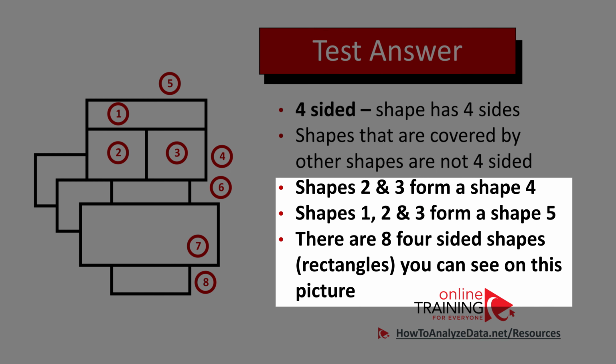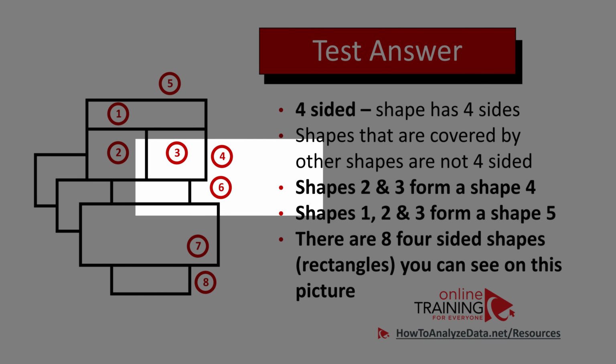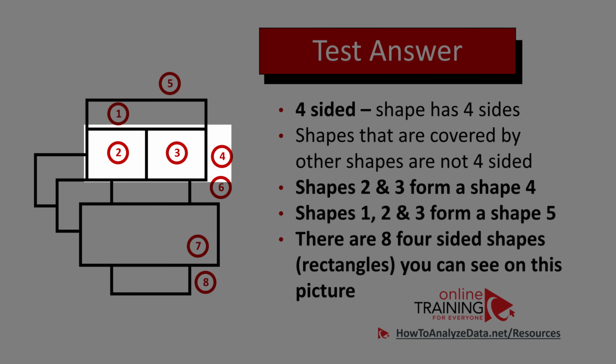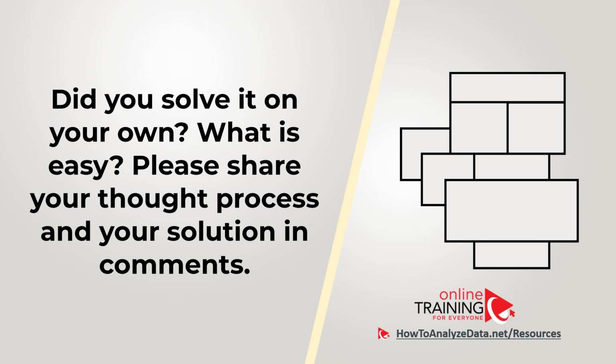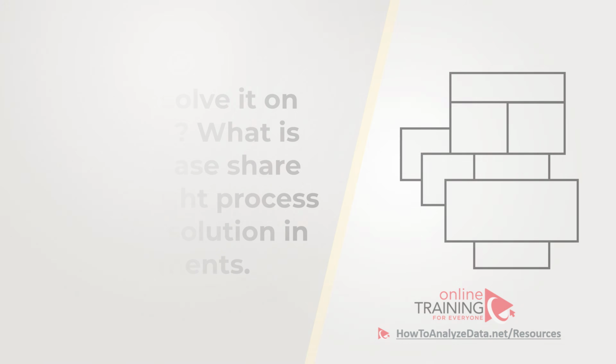Let's look at inside shapes that form another shape. Shape 2 and 3 form shape 4, and shapes 1, 2, and 3 form a shape 5. Now, was it easy to solve for you? Do you see any shapes we might have missed? Please share your thoughts in the comment section of this video.